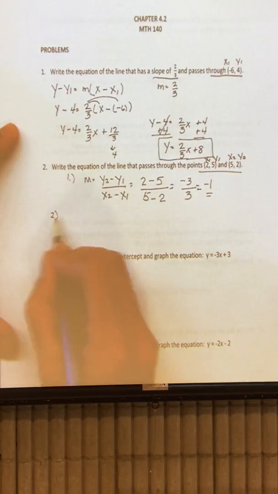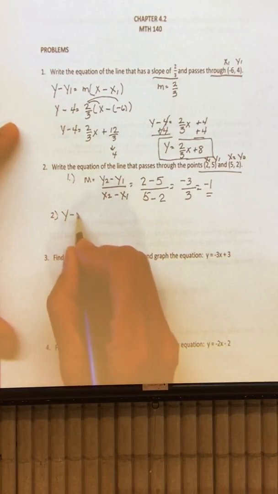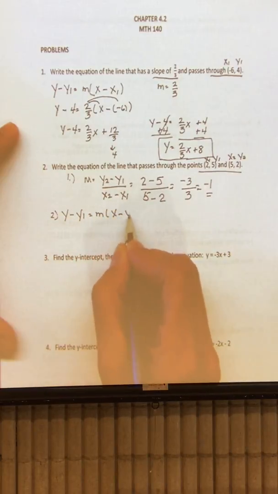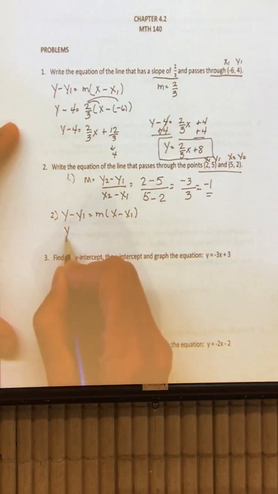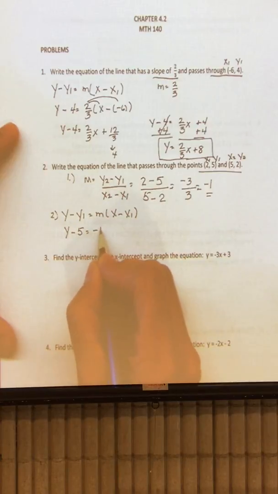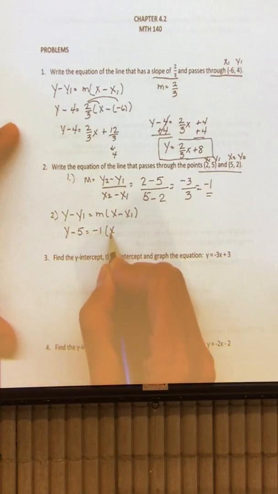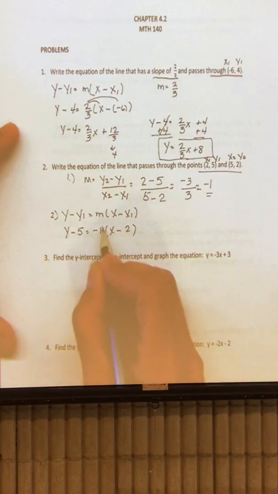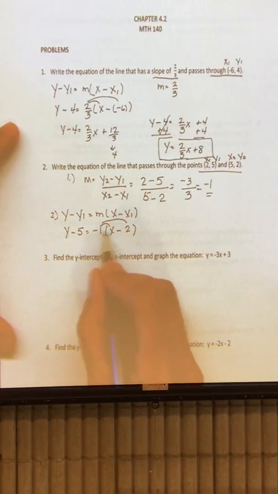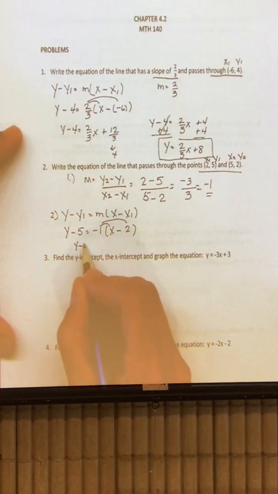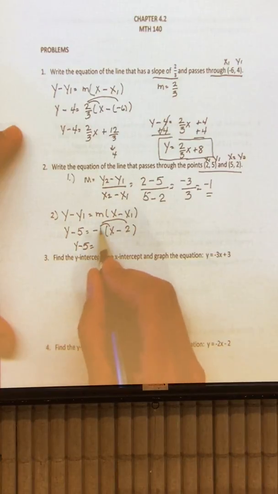Step 2, we're going to use our point-slope form. y minus y1 equals m times x minus x1. So we have y minus y1, which is 5, equals the slope, -1, times x minus x1, and x1 is 2. We do the same thing as we did before. We distribute the -1 to what's in the parentheses, and we have y minus 5 equals -1x plus 2.